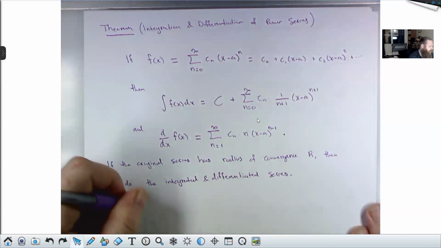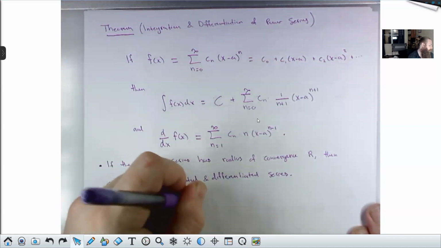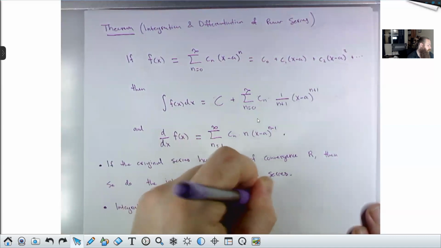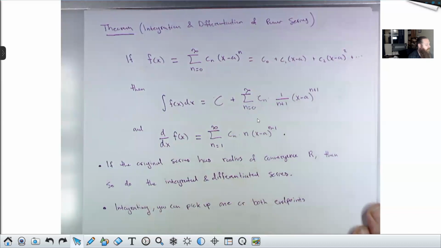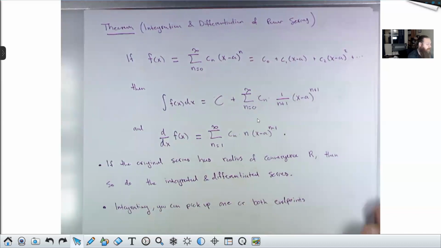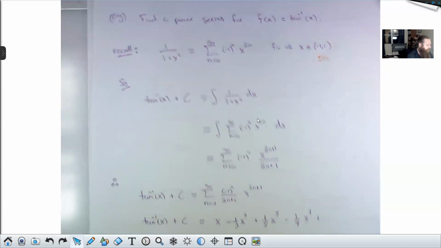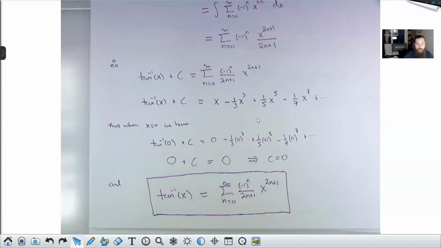Integrating, you can pick up one or both endpoints. You don't necessarily pick up anything, but it's possible that you pick up one or both endpoints. Look back at the problem we just did. The radius of convergence for this power series is still going to come out to 1, but the interval of convergence is the closed interval from -1 to 1.